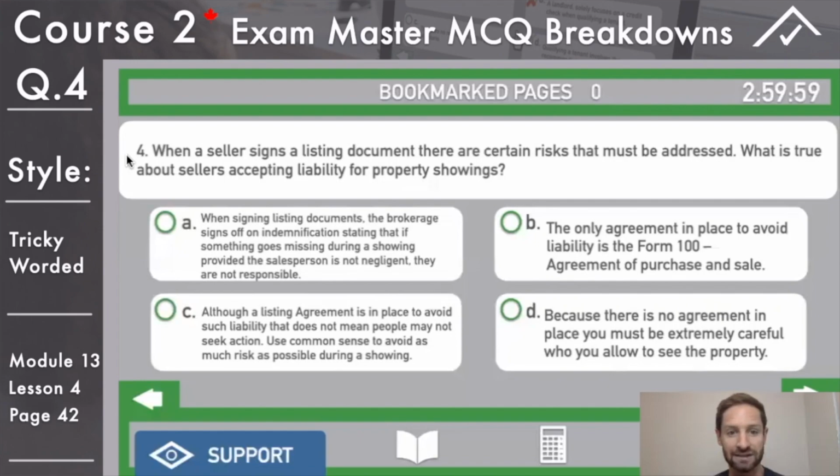Question 4: when a seller signs a listing document, there are certain risks that must be addressed. What is true about sellers accepting liability for property showings? Okay, interesting. And these are long worded answers, right?